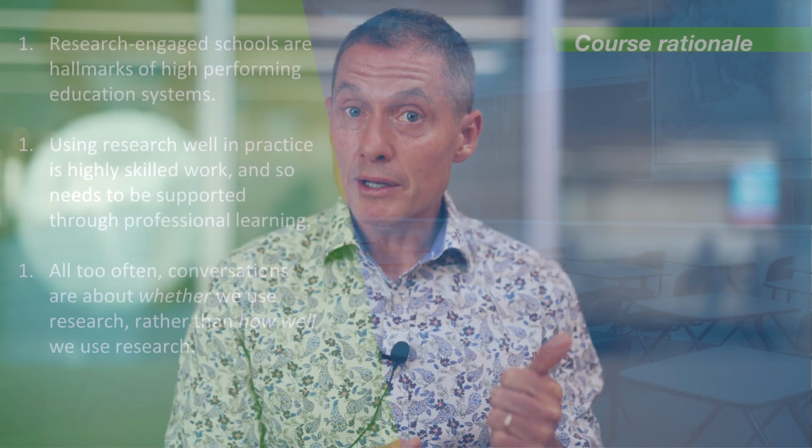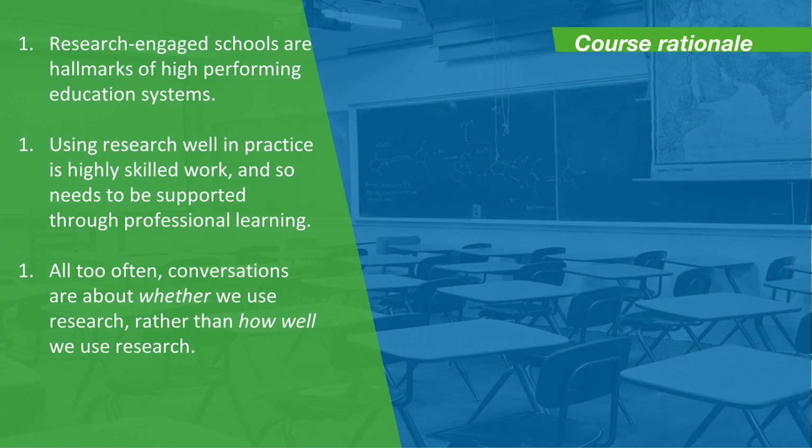And we know that helping to improve the use of research in education is critical for at least 3 reasons. 1, we know that research use is important. If you look internationally, there's increasing recognition that research-engaged schools are a hallmark of high-performing systems. 2, we know that using research is not straightforward. Using research well in practice is highly skilled work, and so it needs to be supported through professional learning like this short course. We also know that quality use of research is easily overlooked. All too often the conversations are about whether we use research, but not how well we use research.